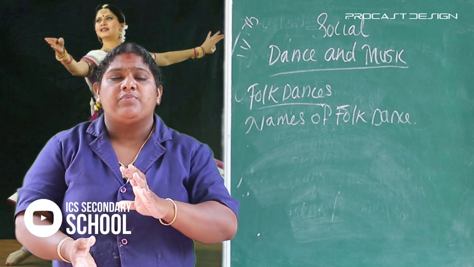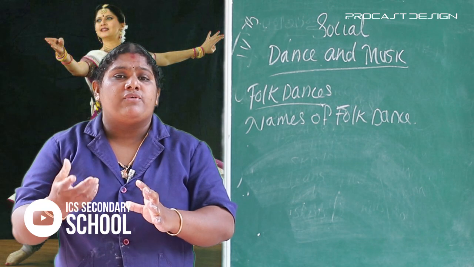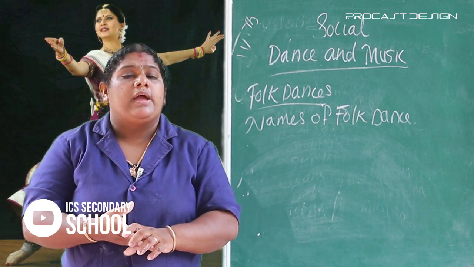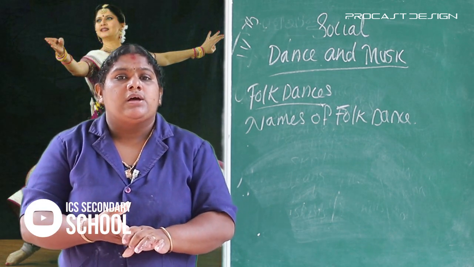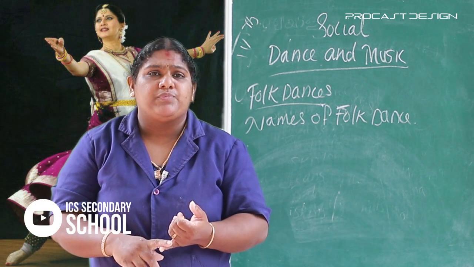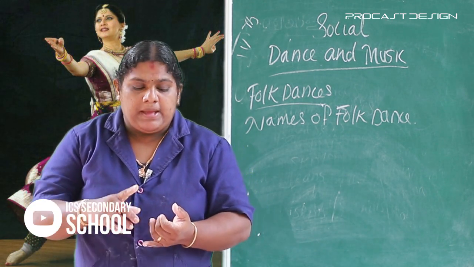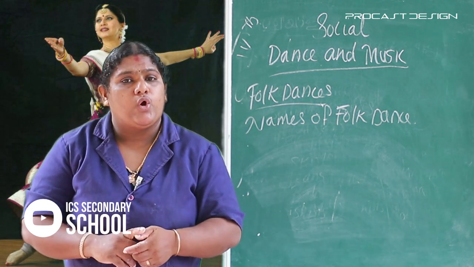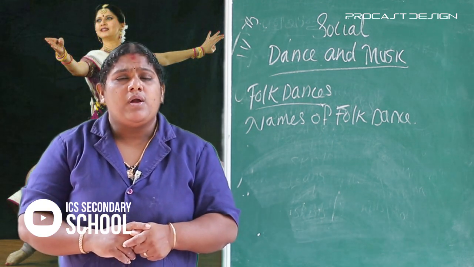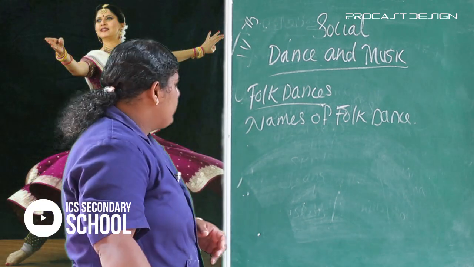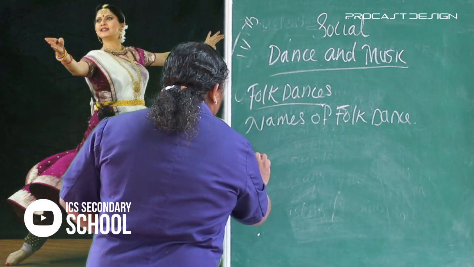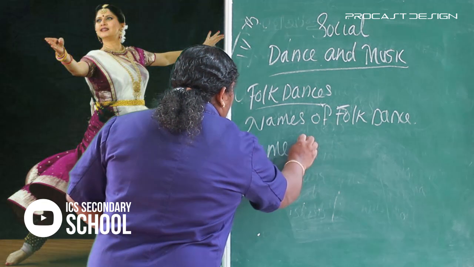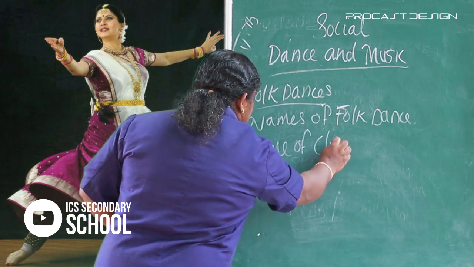At the same time, in India, a lot of classical dances were encouraged by the rulers. Some of them are Bharatanatyam, then Kuchipudi, Kathak, Mohiniyattam, Manipuri and Odissi. Okay, you write the names in your notebooks. Name of classical dance.